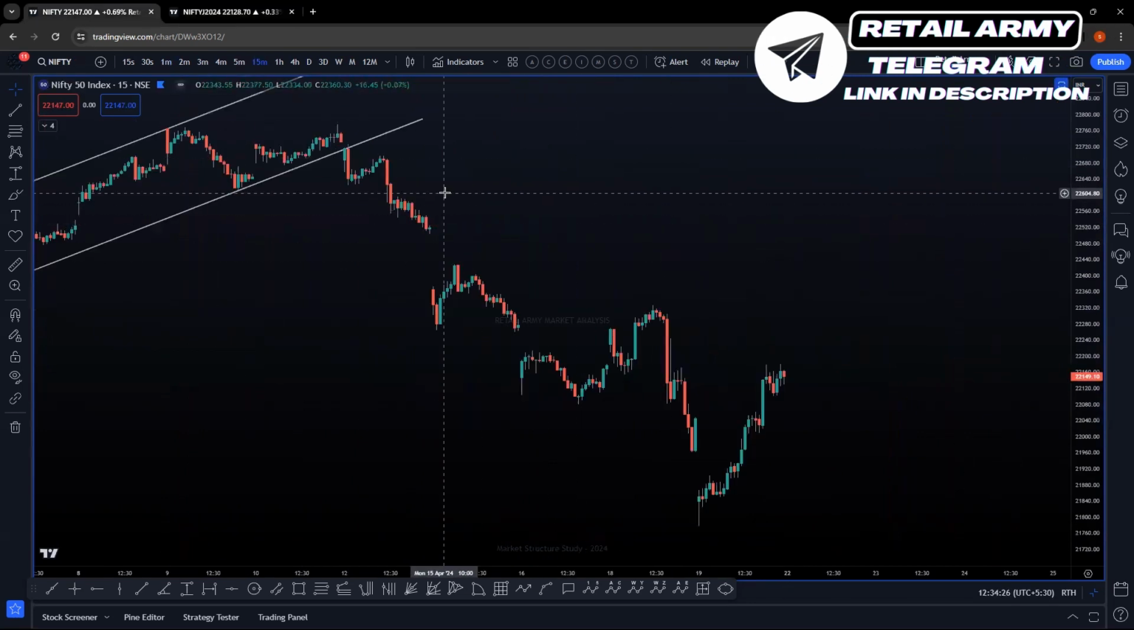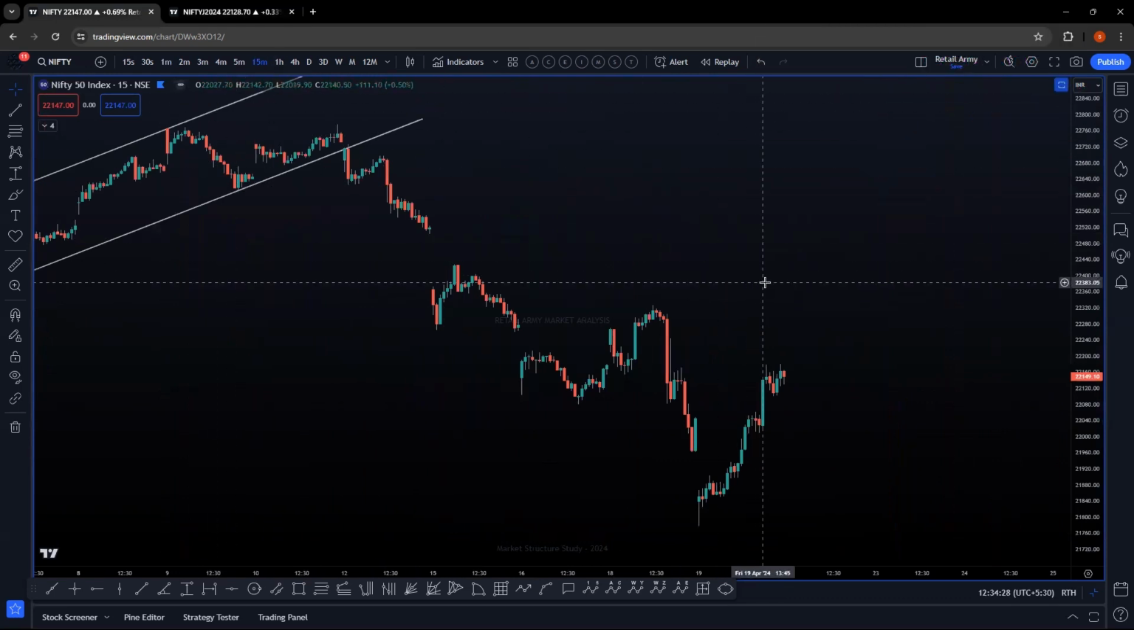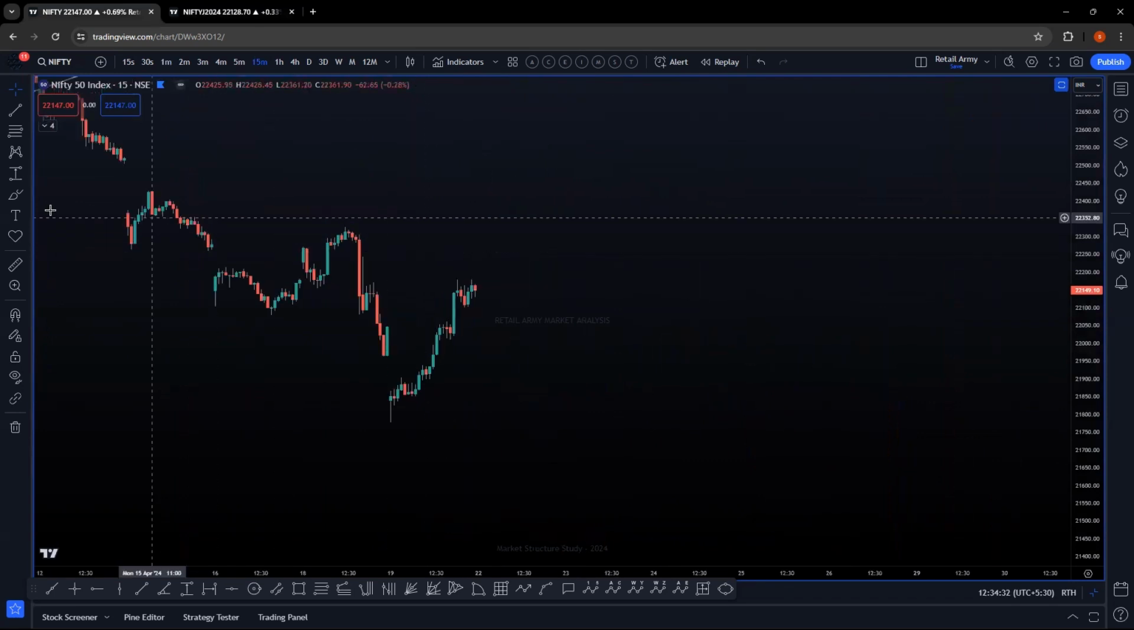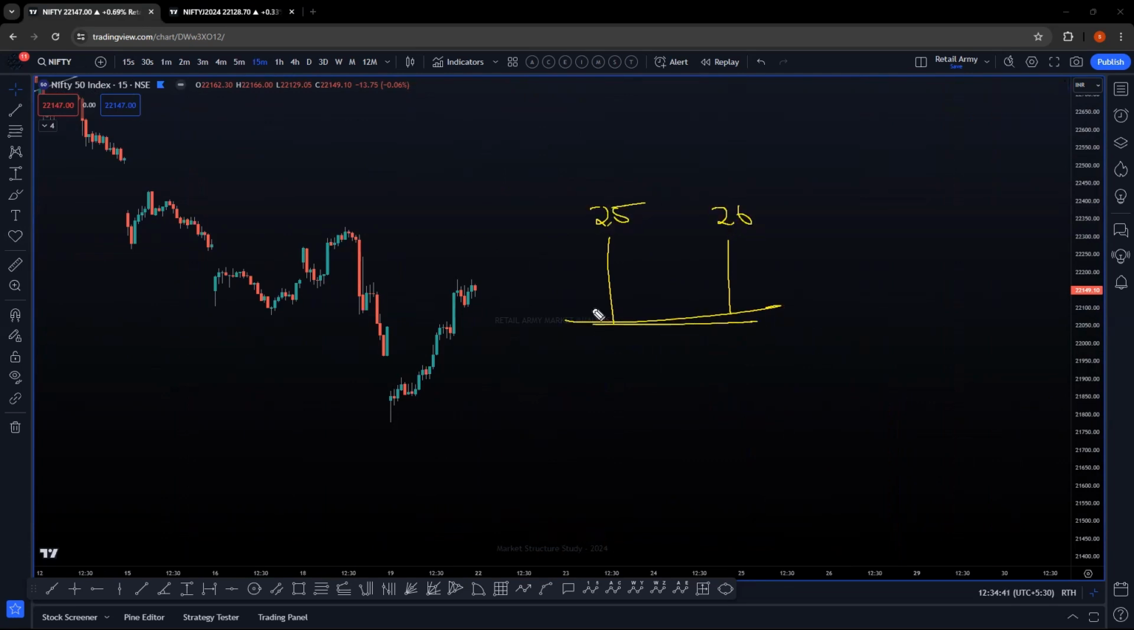Okay, so let's quickly look at the structure. On your 25th and 26th, that is your Thursday and Friday, this zone is where I'll be looking for a positional opportunity. Okay, let me repeat that. For any positional opportunity, I'll be looking in the next week near your 25th and 26th.